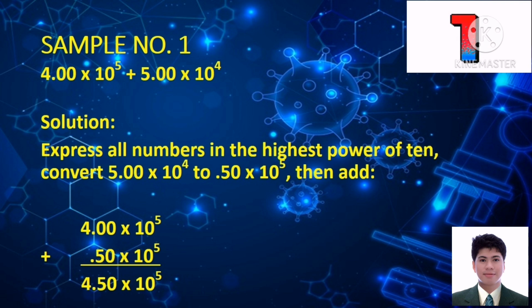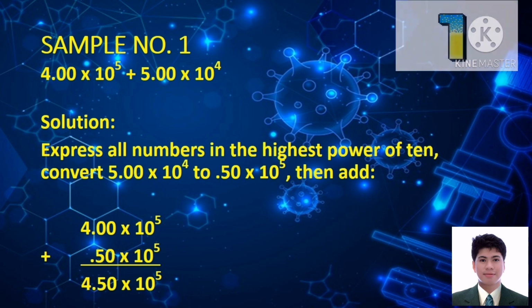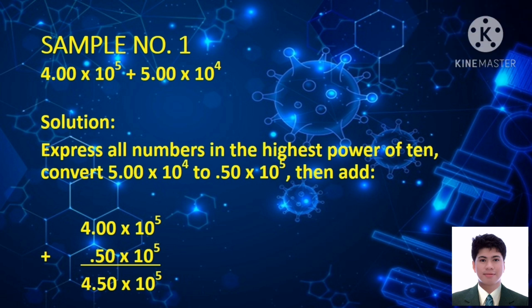Very good. As I mentioned earlier, same situation as with the previous example. So, what are you going to do? Well, you have to express all the numbers in the highest power of 10. Convert 5.00 times 10 raised to 4 to 0.50 times 10 raised to 5, then add. The answer would be 4.50 times 10 raised to 5.